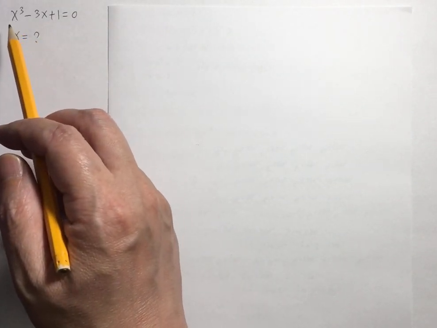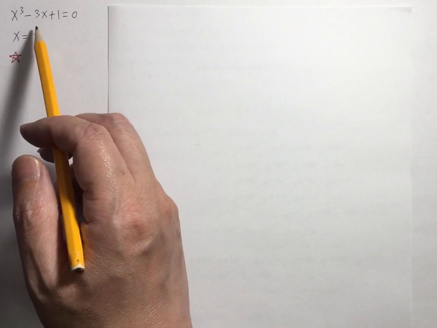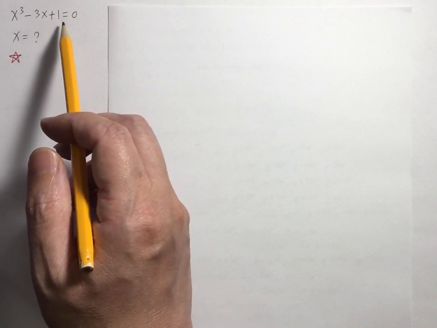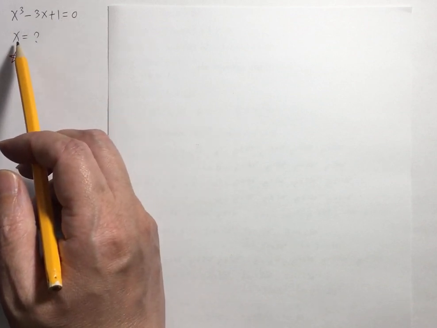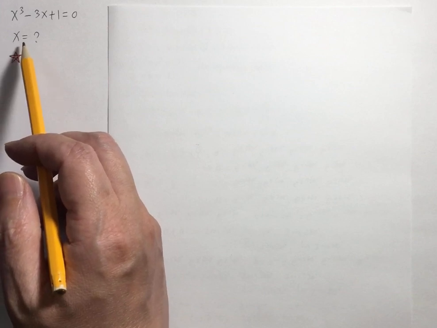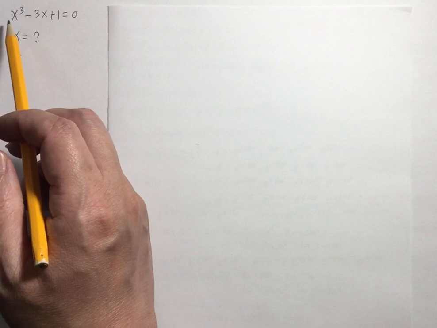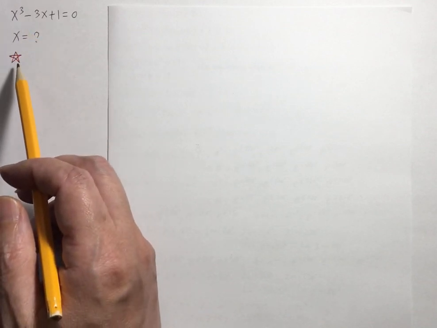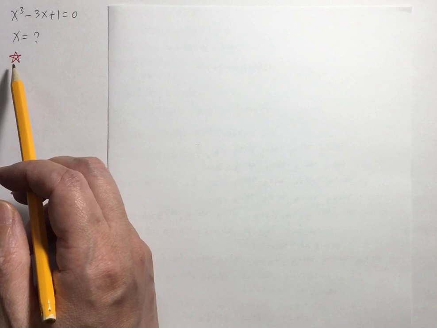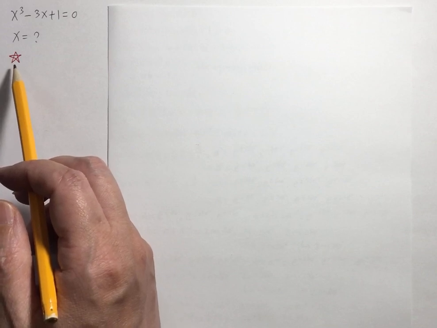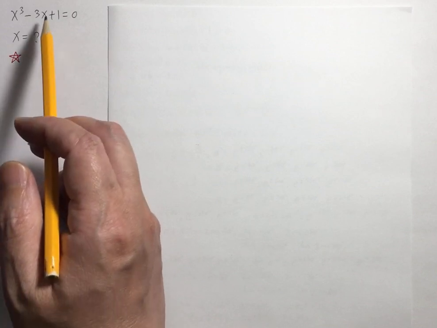Today, I would like to show you how to solve a math question. X cubed minus 3x plus 1 equal to 0. We want to know how much is x. The equation looks quite simple, but actually it's pretty difficult. I think I will give a 1-star difficulty for this question.